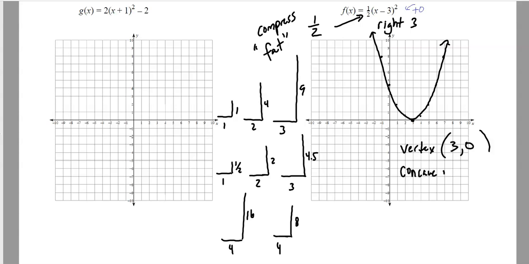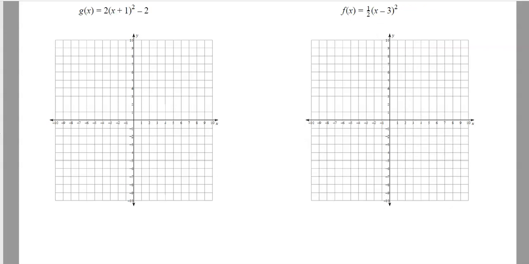Axis of symmetry is right here at x equals 3. Matches, so we're good. And so that's AOS. And then this is also going to have a minimum at 0, which matches the y like it's supposed to. All right. So those are some examples of how to graph these.